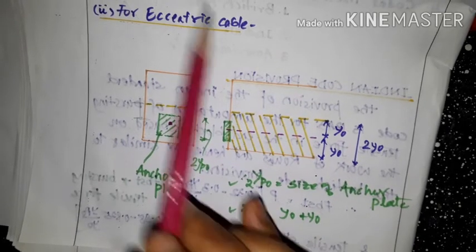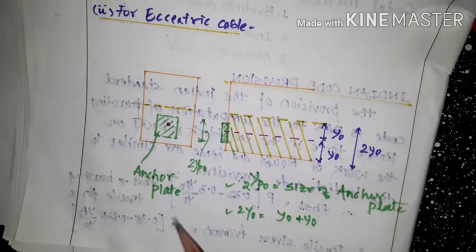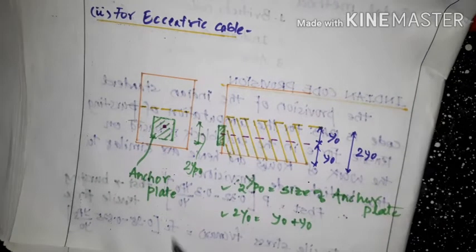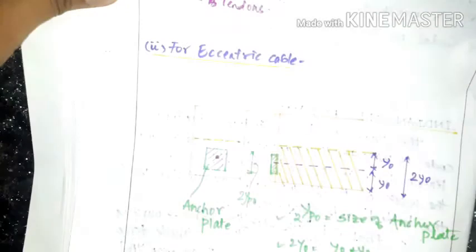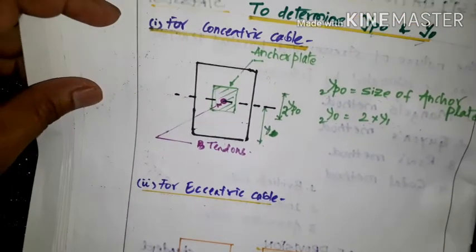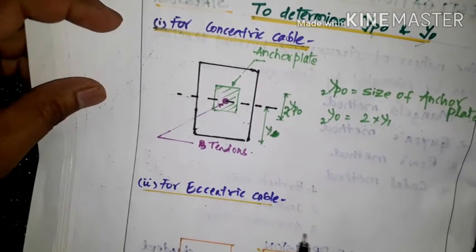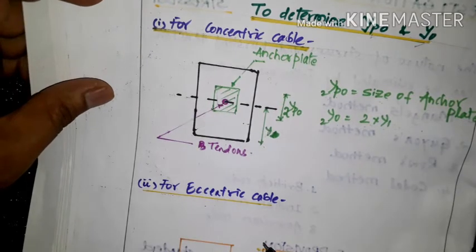So this way, if the cable is concentric or the cable is eccentric, you have to utilize the values of yp naught and y naught. This is based on the location of the cable, whether the cable is concentric or eccentric.